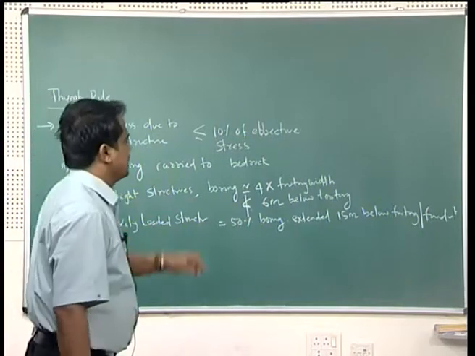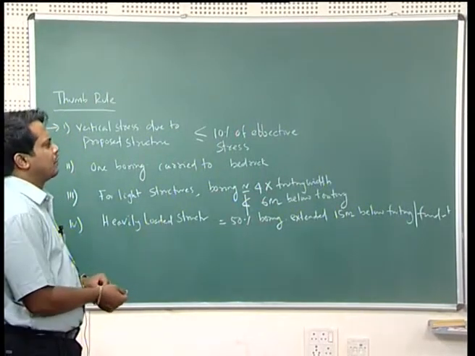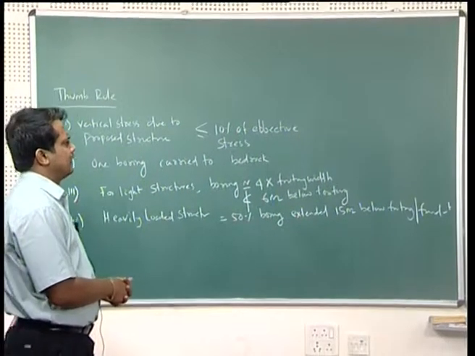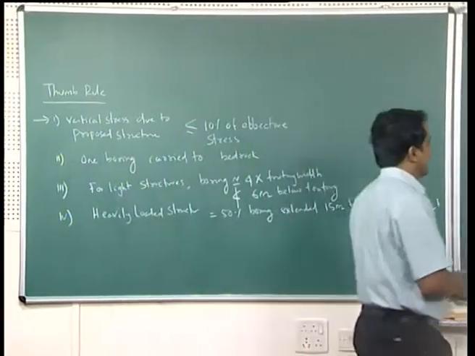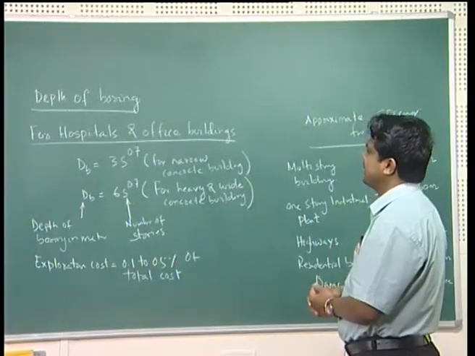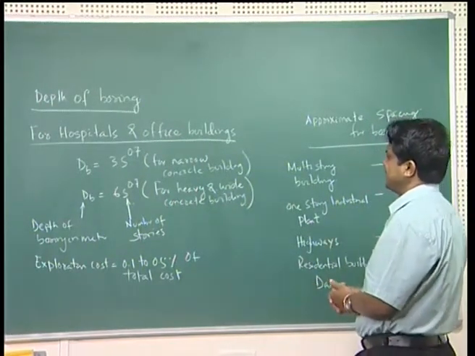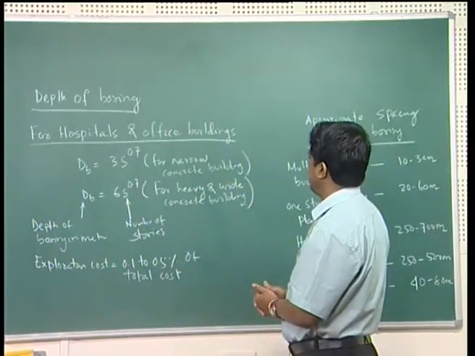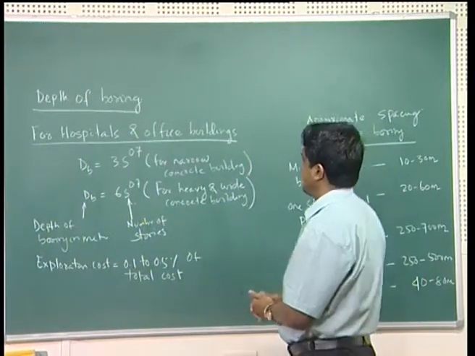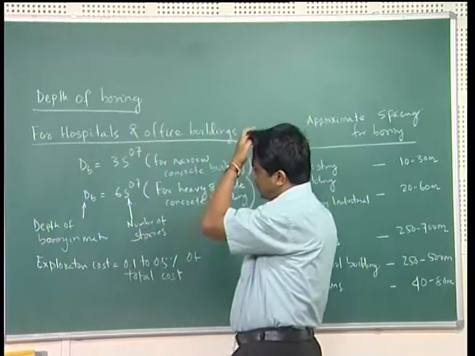Now, if you look at this, there are 2 parameters. One is your depth of boring, another is your number of boreholes you are supposed to carry out. For depth of boring, last class we considered it based on the stresses acting, but there are certain thumb rules also applied, guidelines also given. For hospital and office buildings, this depth of boring is 3 times S to the power 0.7 for narrow concrete, and for heavy and wide concrete building 6 times S to the power 0.7, where S is your number of stories.